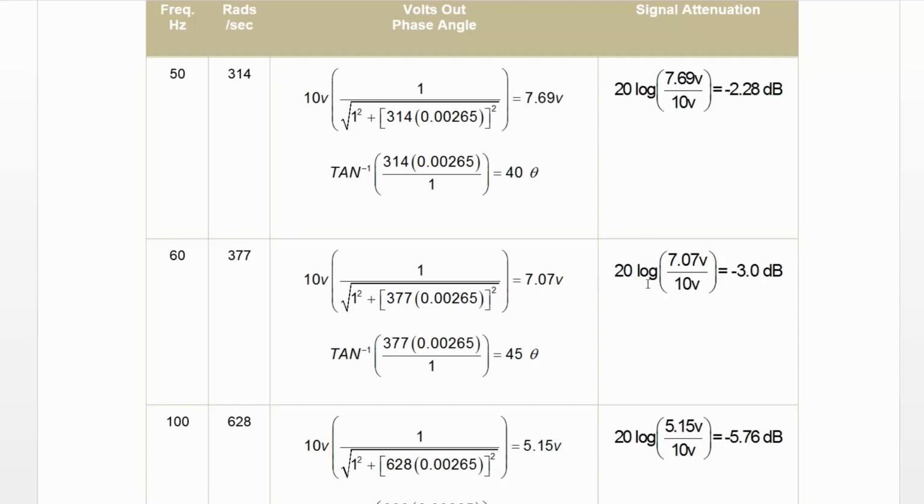If we look at our dB, we got 7.07 volts over 10 volts. Take the log of that, and then multiply it times 20, and you get minus 3 dB. And minus 3 dB is what they call the corner cutoff frequency. And it's at 45 degrees. Take our imaginary number, and 377 times 0.00265 is practically 1. So for all circumstances, we'll say 1. And that's 1 over 1, and the inverse tangent of 1 over 1 is 45 degrees.